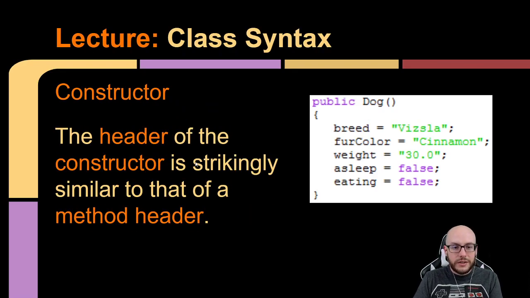The header of this constructor is going to be strikingly similar to that of a method header, right? We see an access modifier, we see some type of name, we then see some parentheses. Okay, this looks different from, say, the class header because of these parentheses. That's a big striking difference. And so my mind is, oh, this is starting to look like a method. This looks just like a method, actually.